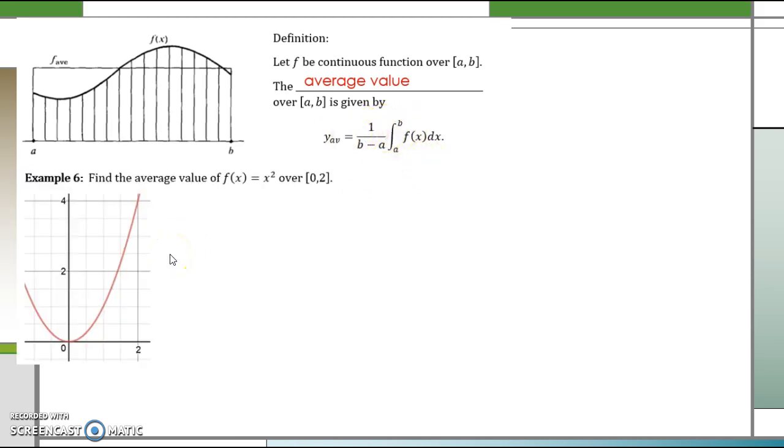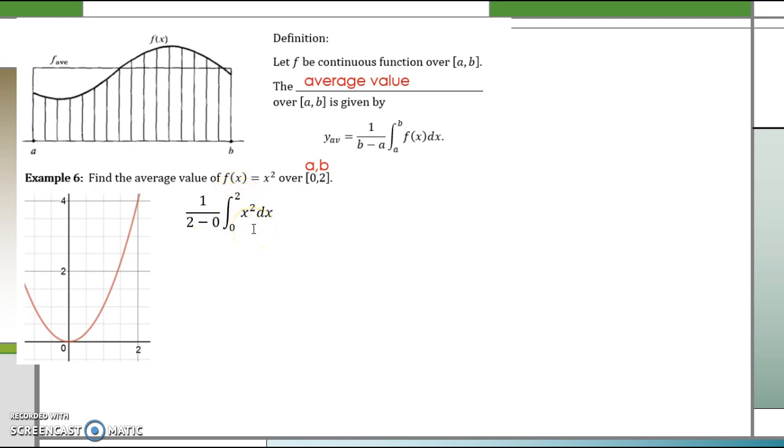So our first example, find the average value. Here's our hint that we use this formula when it says average value of our function x squared over the interval from 0 to 2. So a will be our 0 and b will be 2. So when I plug into our formula, we'll have 1 over 2 minus 0, evaluating from 0 to 2 of our function.